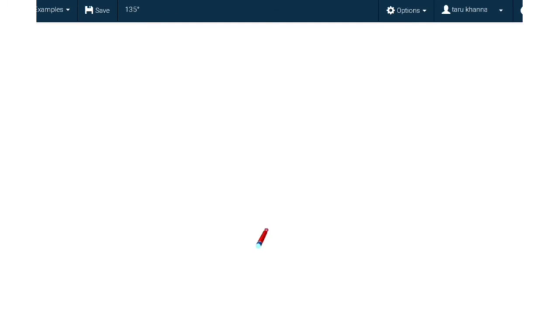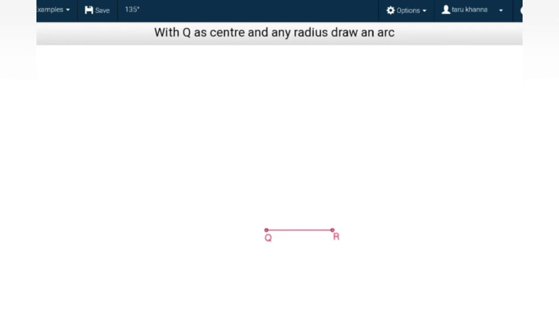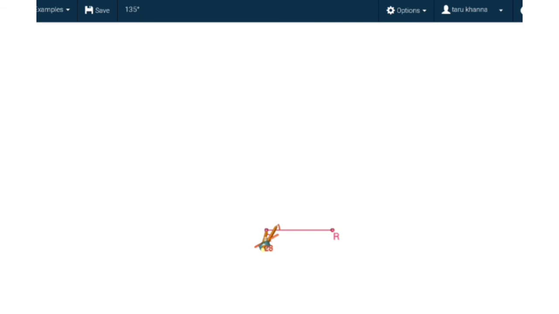In this video we will learn how to construct an angle of 135 degrees using a compass and scale. For the same, we will draw a line segment, say QR. After that, by taking Q as center and any radius, we will draw a semicircular arc. This is also called the main arc.